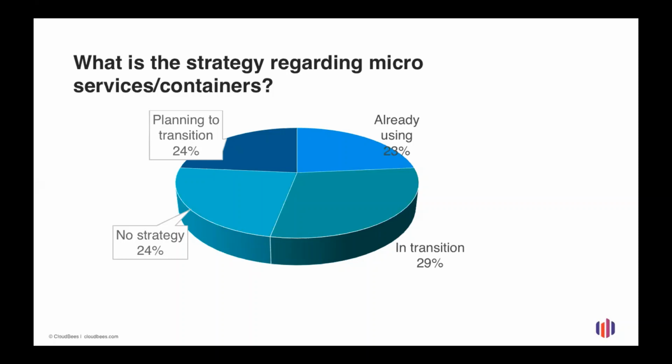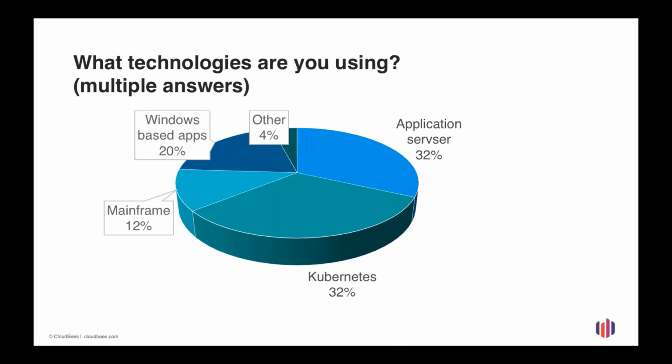The second one is, what technologies are you using? Application servers, Kubernetes, which is very, very trendy. Still a lot of mainframe. We have some financial services, banking, insurance people attending here. Windows-based is still very strong, and others, a mix of other technologies, which means that when we are talking about application release orchestration, we have to address everything.